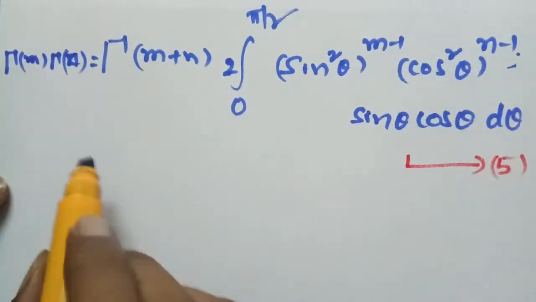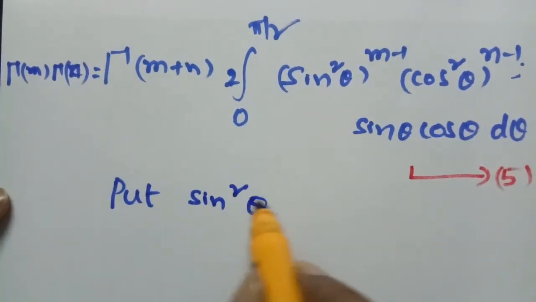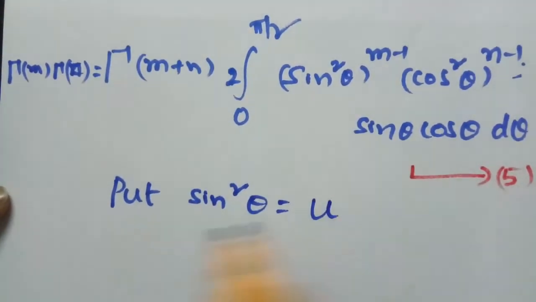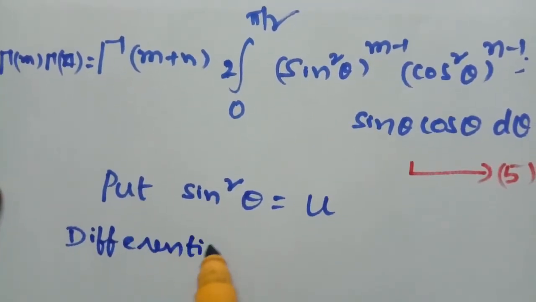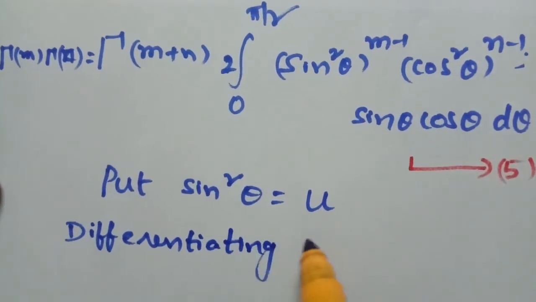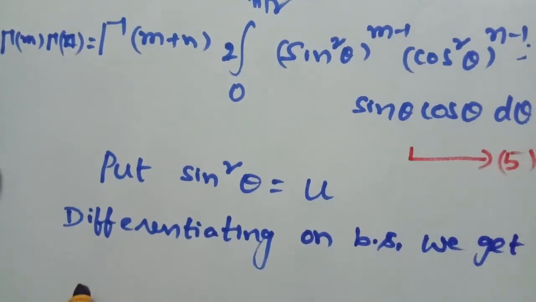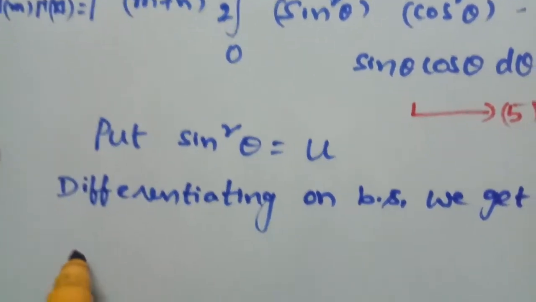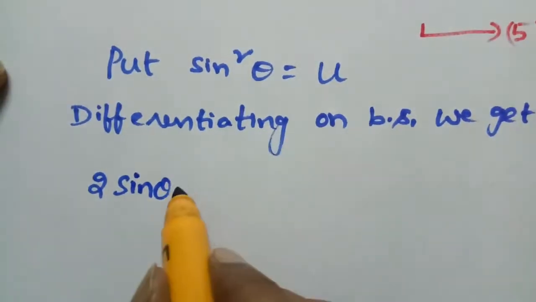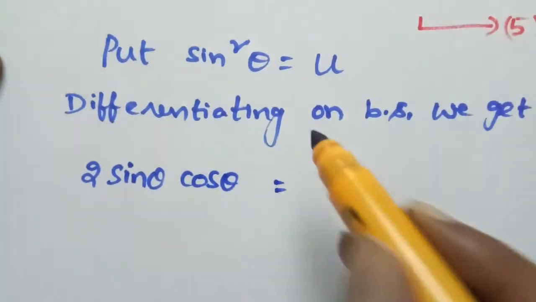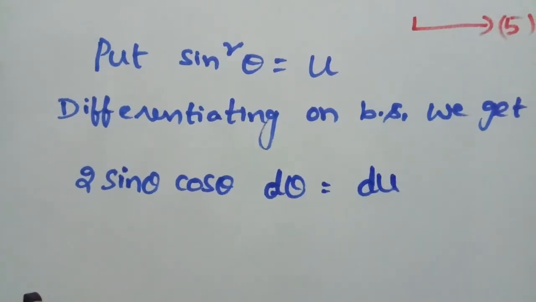Put sin square theta is equal to u. Therefore differentiating on both sides, we get, the derivative of sin square theta is 2 sin theta into the derivative of sin theta, cos theta, is equal to du.